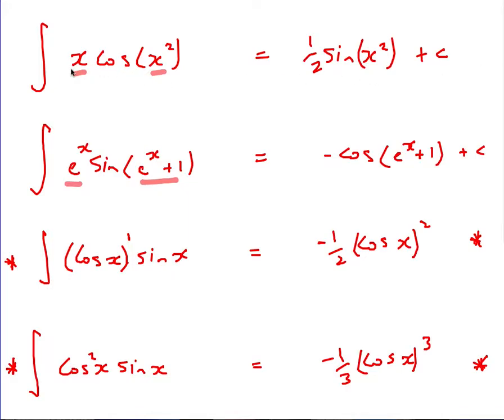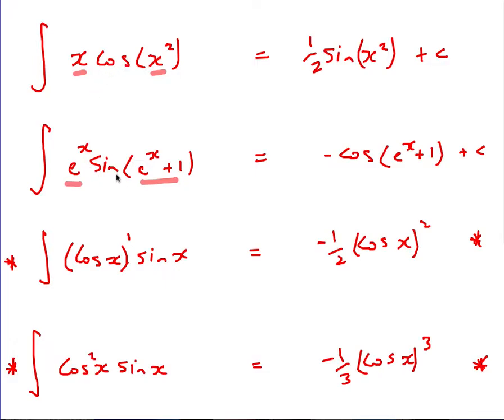Here's another one. We've got x cos x squared. We notice we've got a function and its differential. So my guess is going to be sine x squared. I then see what happens when I differentiate sine x squared. I realize that I need to stick a half on the front, so that when I differentiate this function, I get back to this function.